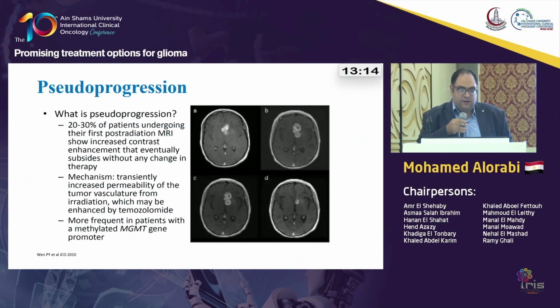Of course, in glioblastoma, it's common to see pseudoprogression. It occurs in about 30% of patients, and the mechanism of this phenomenon is mostly due to increased permeability of the tumor vasculature from irradiation, which is enhanced by temozolomide. And we can see that this phenomenon is more common in patients with methylated MGMT. For me, the first time to hear about pseudoprogression was from Dr. Khaled Abdelkarim almost 15 years ago.